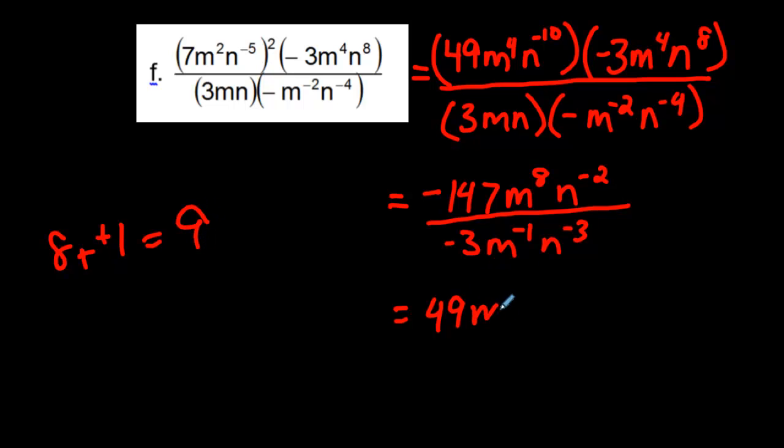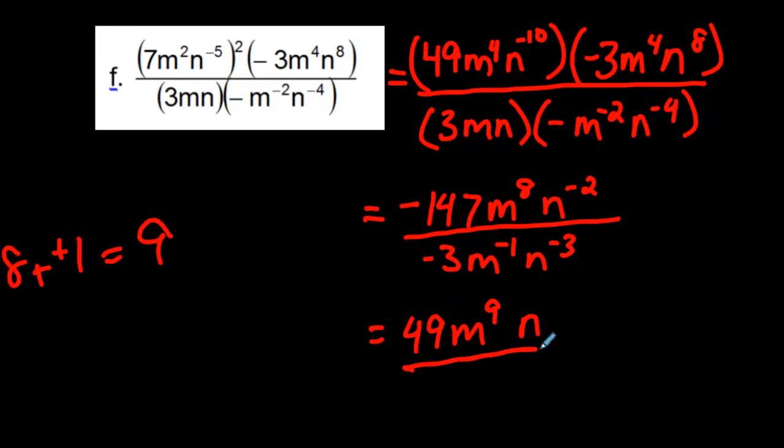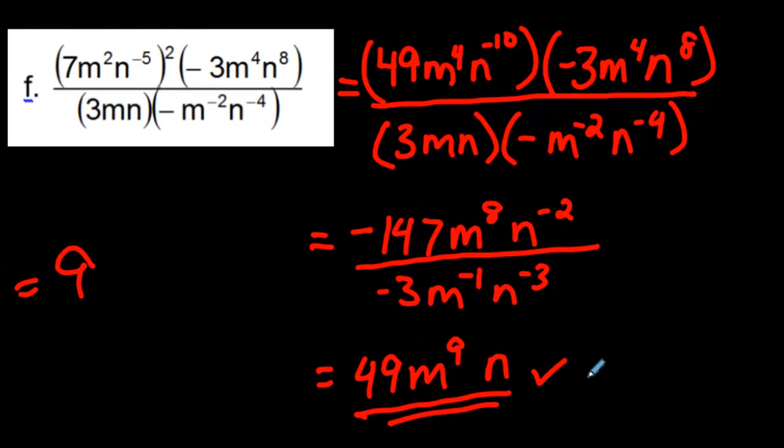So m to the power of 9. And over here we have negative 2 minus negative 3. That's like saying negative 2 plus 3. Okay? So that's n to the power of, well, 1, which is really invisible. So this is our final answer, and we are done.